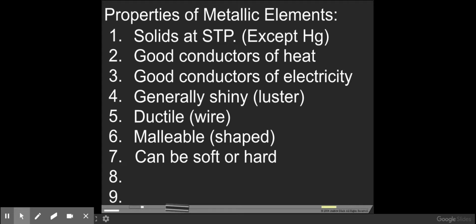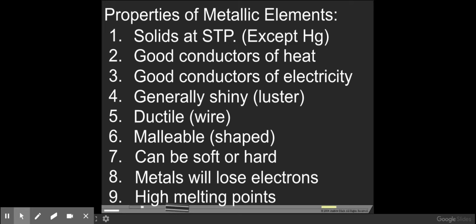I can physically cut sodium myself. In comparison, if you think of other metals, even aluminum is very soft. But steel, which is a mixture of several metals, is super hard, right? You have steel to hold up bridges and buildings. They have high melting points, and the metals will always lose electrons.